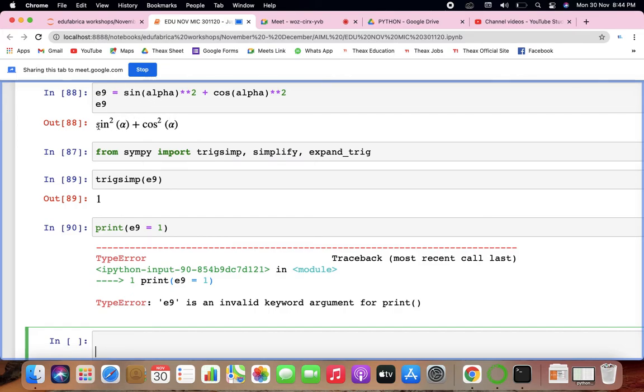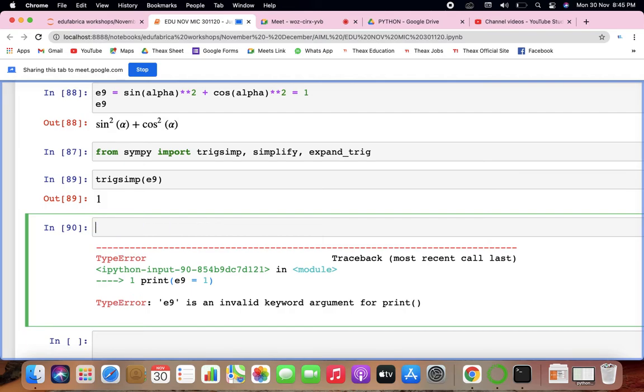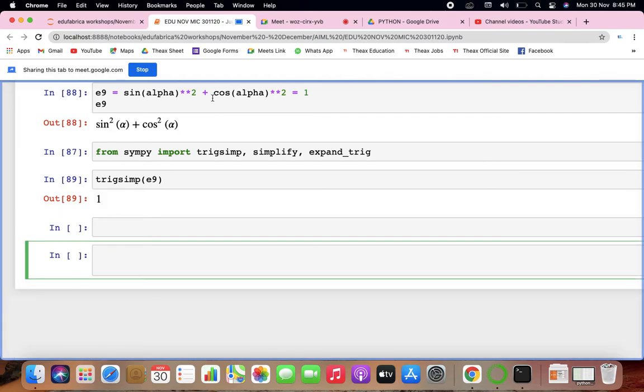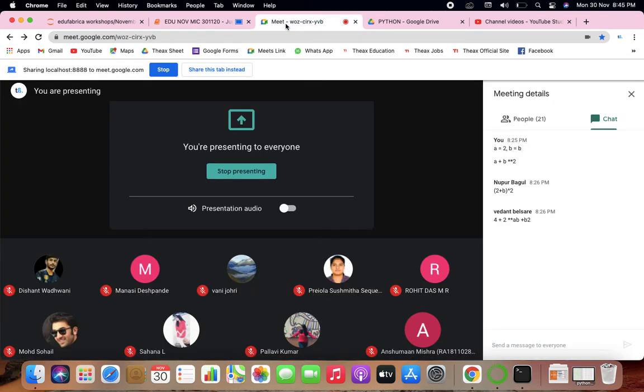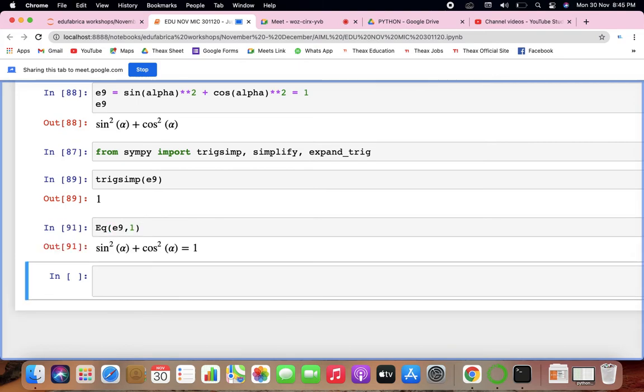So if I say sine squared theta plus cos squared theta is equal to 1, can I write E9 is equal to this equals to 1? No, because there are obviously operators there, which are already present, so we cannot write it. What we need to do is write an equation at that time. Earlier it was an expression, now it would be an equation where you have the LHS as well as the right hand side. For that, we'll be using the Eq function. Now if we say E9 is equal to 1, it will represent as sine squared alpha plus cos squared alpha is equal to 1. Eq stands for equation.